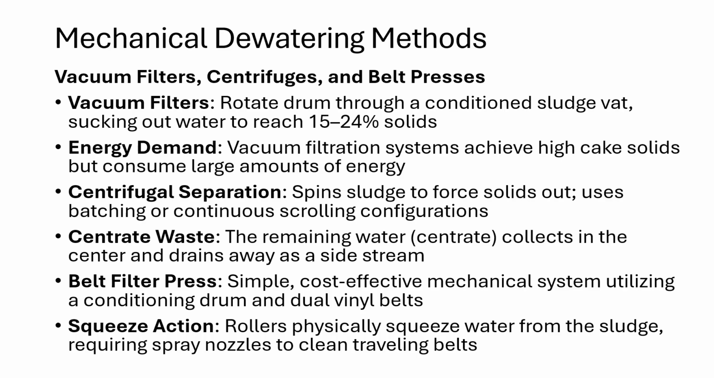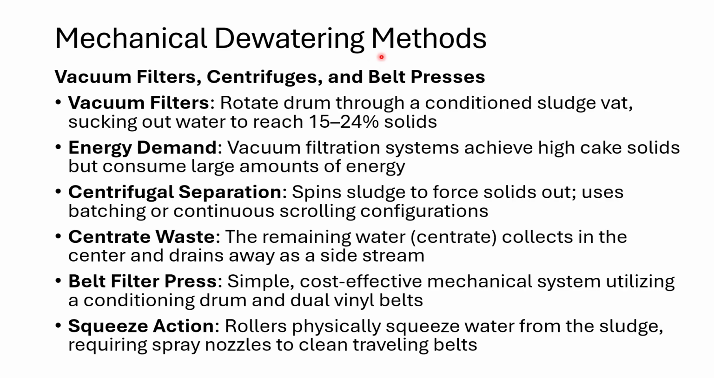So we now have a thickened sludge, but that thickened sludge still has a relatively high water content that we just can't send it to the landfill. So we now want to decrease the water content even more. We're going to be able to do that with mechanical methods. We're going to dewater that thickened sludge. We can use a vacuum filter, a centrifuge, and a belt press.